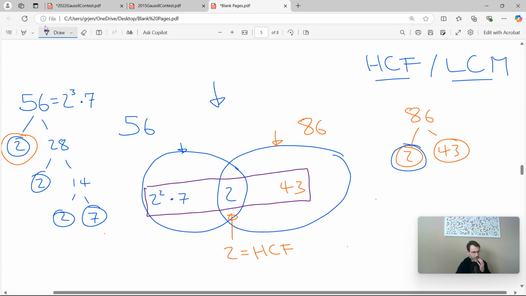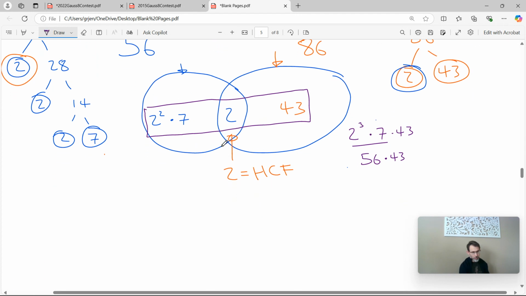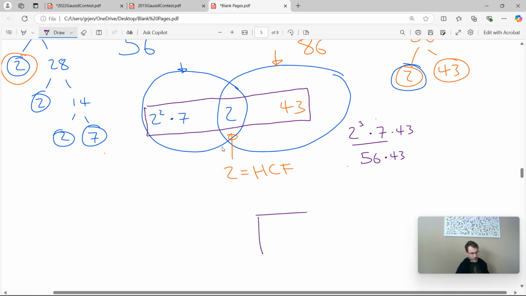So when we do that, we get 2 to the 3, because there are 3 twos there, multiplied by 7, multiplied by 43. One shortcut here would be to recognize that that is in fact 56 multiplied by 43. 56 times 43 we can do pretty quickly in columns, or I like to do a grid. So that's 43 and 56. 4 times 5 is 200. And then 4 times 6 is 2,000. And then 4 times 6 is 240. 5 times 3 is 150. And 3 times 6 is 18.